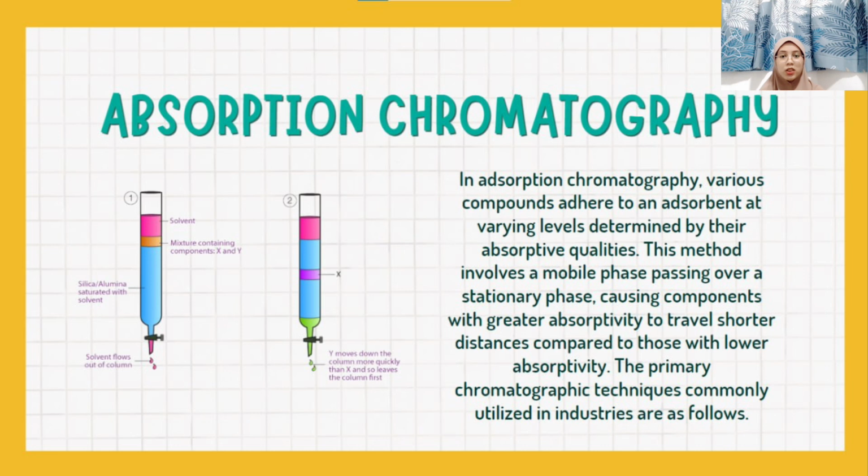First, adsorption chromatography. In the process of adsorption chromatography, different compounds are adsorbed on the adsorbent to different degrees based on the adsorptivity of the component. Here also, a mobile phase is made to move over a stationary phase, thus carrying the components with higher adsorptivity to a lower distance than that with lower adsorptivity. The main types of chromatographic techniques that are used in industries are given in the pictures.